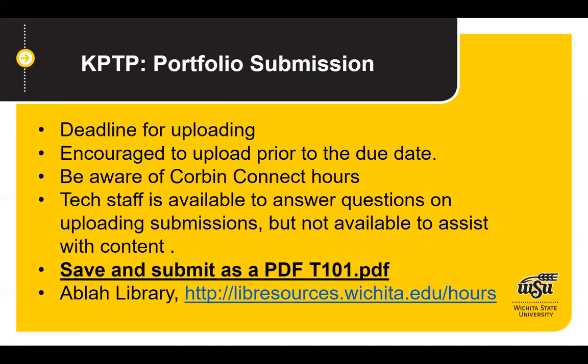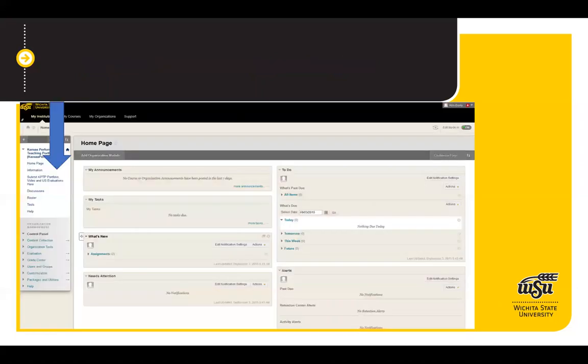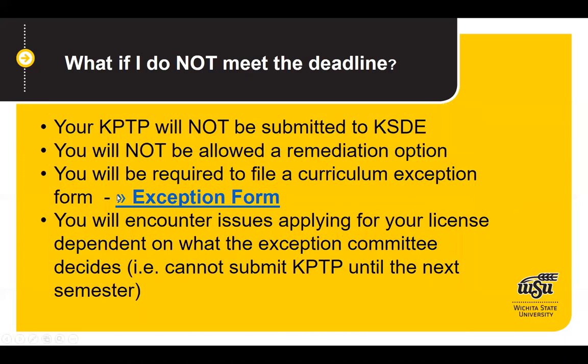The next piece that I want to talk about is where do you submit your portfolio? When you log into Blackboard, you go to My Organizations and you choose the Kansas Performance Teaching Portfolio link. You will find the Information and Videos tab. You will find Submit Your KPTP Portfolio, Video, and US Evaluation here. If you click on this, you will find 3 different assignment submissions. You would want to choose the KPTP Portfolio submission. This will need to be uploaded by the deadline.